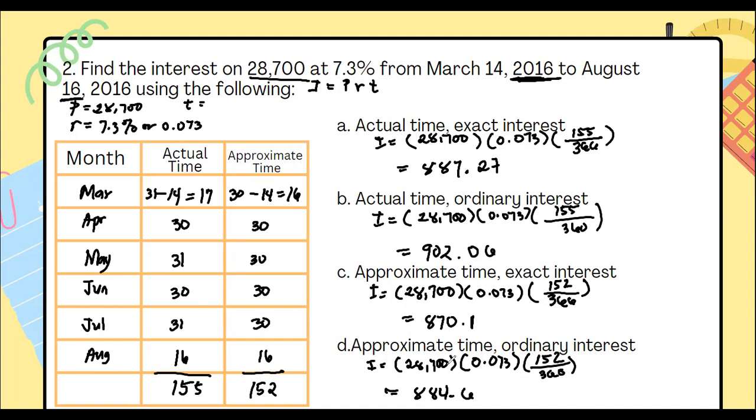So, now we're done, no? Sa pagkuha ng apat na situation na hinihingi sa atin. For actual time exact interest, we have 887.27. Actual time ordinary interest, the answer is 902.06. Approximate time exact interest, the answer is 870.1. And in approximate time ordinary interest, the answer is 884.6. Okay?